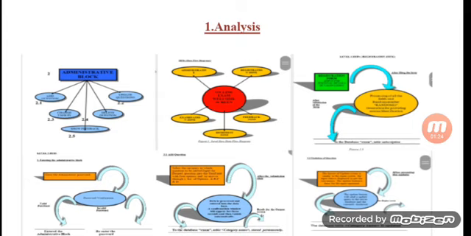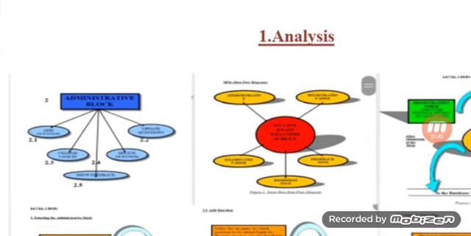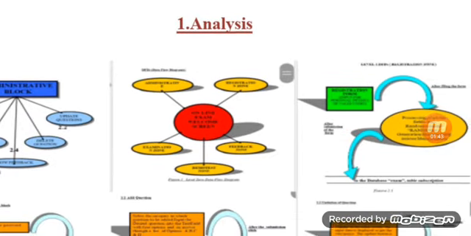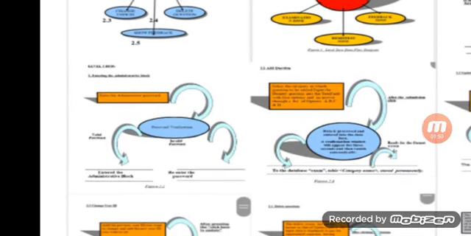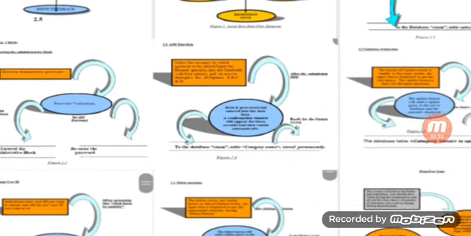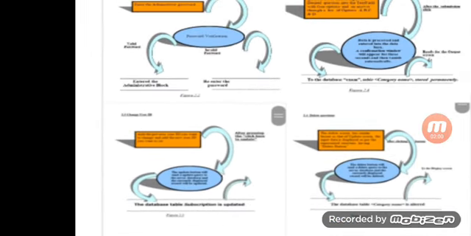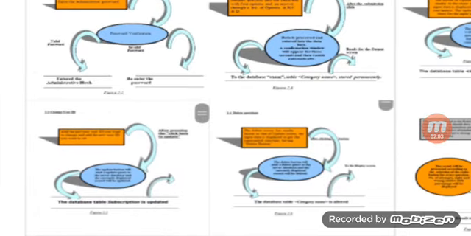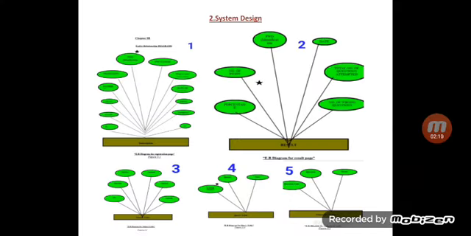Our first chapter is about analysis. So in analysis we have used data flow diagrams. In first we have used this data flow diagram to show administrative block, second for level 0 diagram, third for registration zone, fourth one for entering the admin block, fifth one for add questions, sixth one for updation of questions, seventh for change user ID, eighth for delete questions, and last ninth for demo test zone. For system design we have used ER diagram.